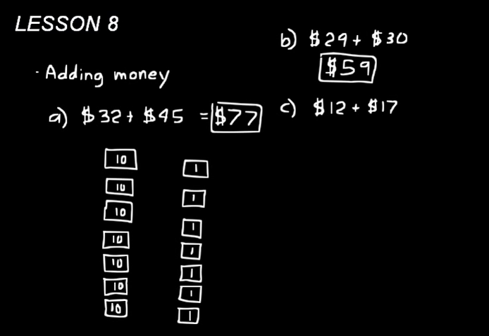Let's do one more. Let's add $12 and $17. So both of those have 1 ten, right? And so that would make 2 $10 bills. And then we have 2 ones and 7 ones, which would make 9 ones. So we end up with $29.